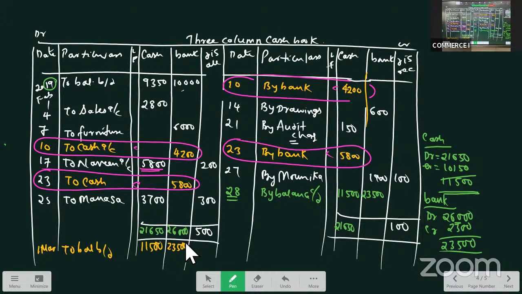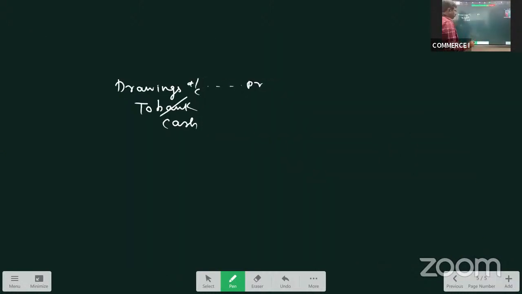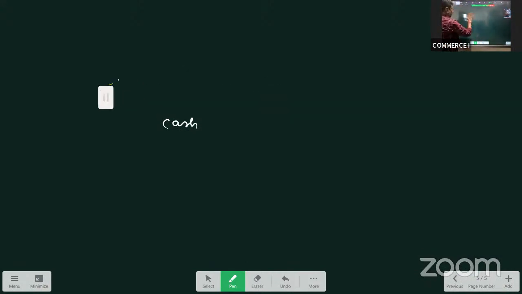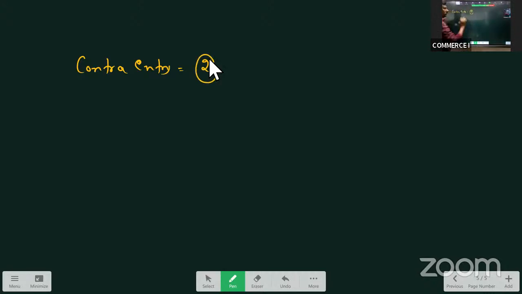Okay, some important points I would like to bring your attention to. I'm not taking another question, but a few points I would like to discuss. In fact, I'm trying to repeat. See, first one is about contra entries. Contra entry, 90% chances that you'll get for 2 months. And I told you what is contra entry. Contra entry is an entry which appears on both the debit side and credit side of a 3-column cash book.